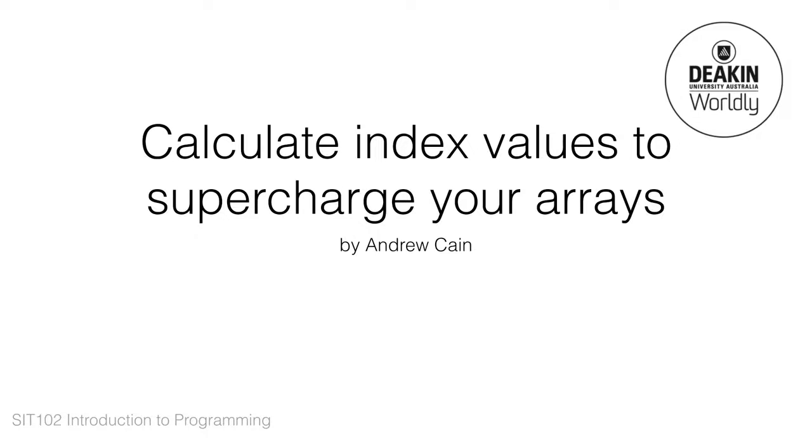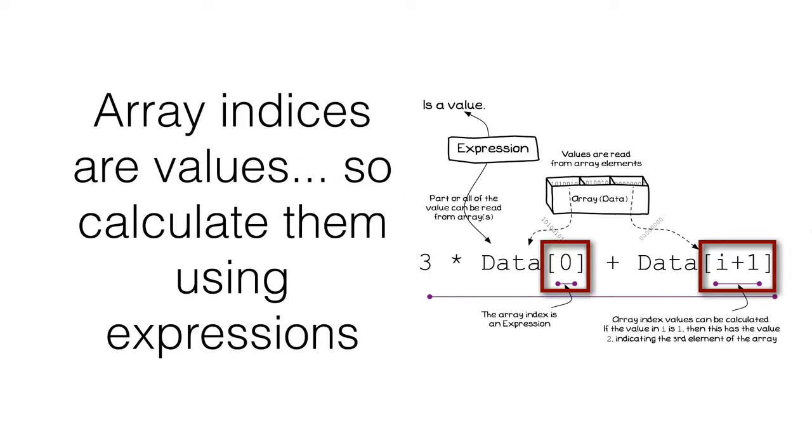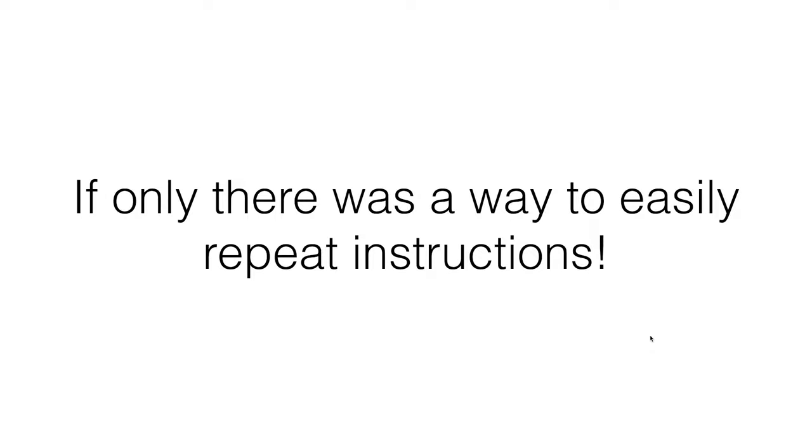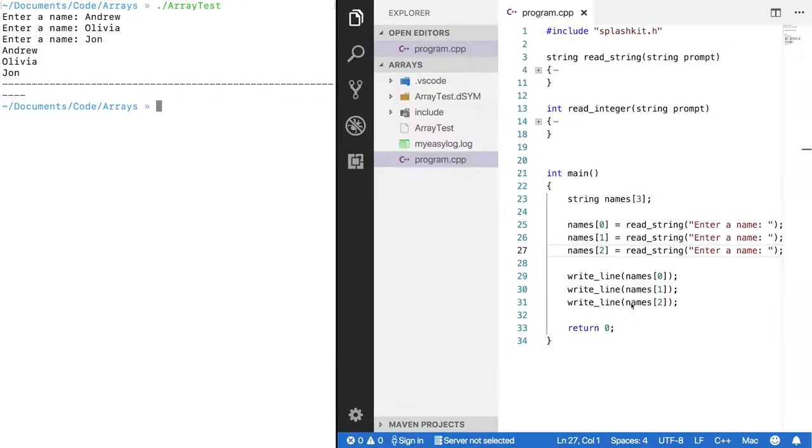Let's have a look at how we can supercharge the use of our arrays by calculating the index value. Array indexes are values, which is the really important thing with arrays. That means that this value can be calculated. It doesn't have to just be a hard-coded number as we had before. So we could have a variable i, for example, to stand for index, and we could use that variable and modify that variable to access different elements of the array. Let's have a look at how we can do that.